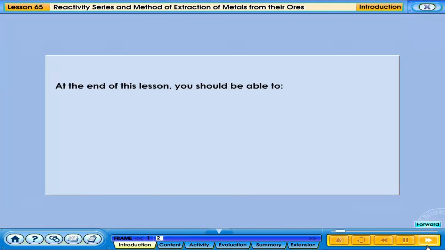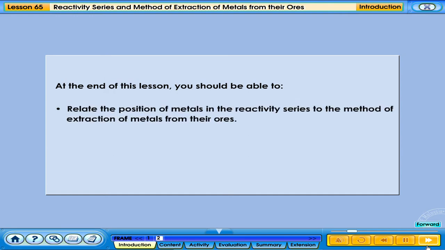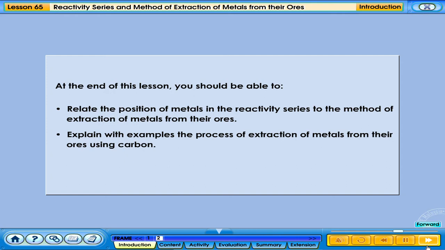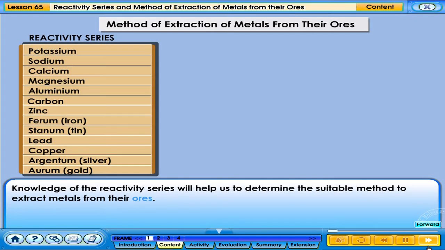At the end of this lesson, you should be able to relate the position of metals in the reactivity series to the method of extraction of metals from their ores. Explain with examples the process of extraction of metals from their ores using carbon. State the importance of the reactivity series of metals. Knowledge of the reactivity series will help us determine the suitable method to extract metals from their ores. Click the metal ore to review its examples.